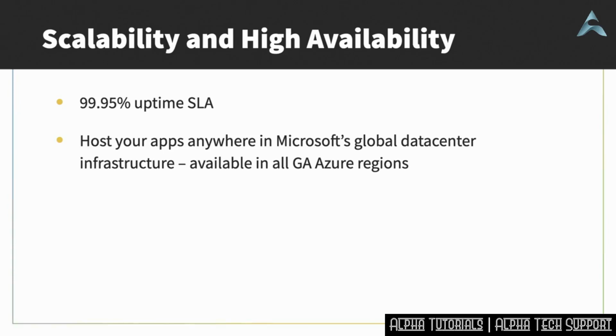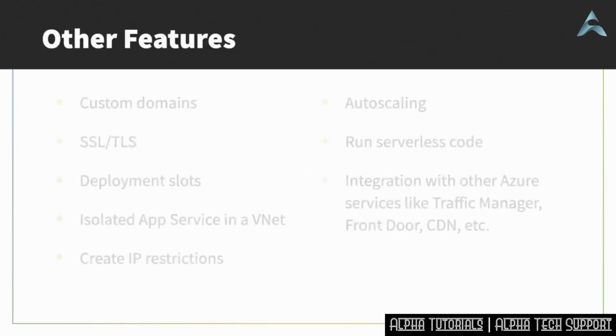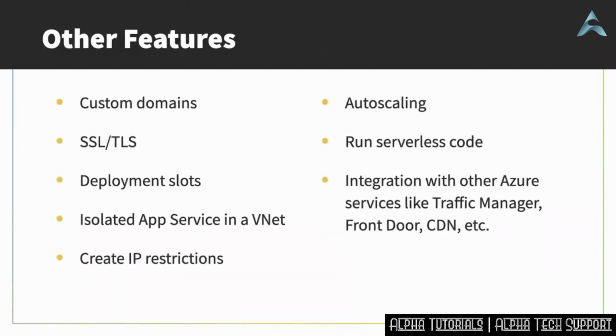And in terms of scalability, how big can this scale? Well, depending, of course, on the size, the tier that you choose, you can scale up to 100 instances. That's already a really large web application or API that needs 100 instances. Some other features that we have: we can also use this to run serverless code. We also have integration with other Azure services like Traffic Manager, Front Door, and CDN.